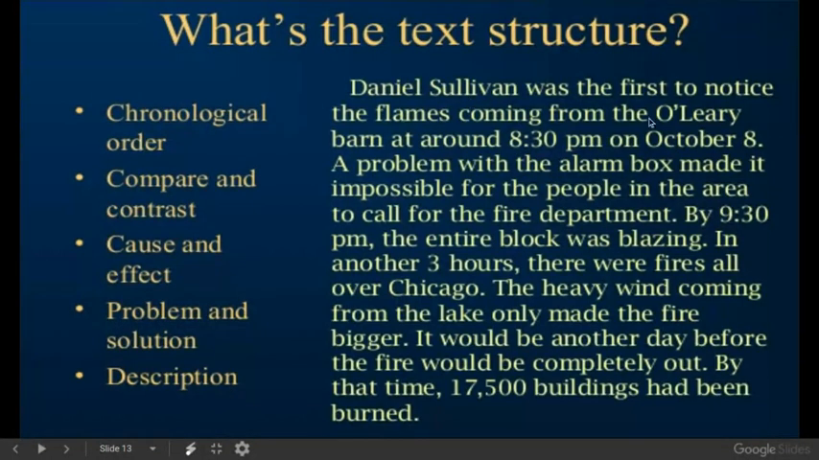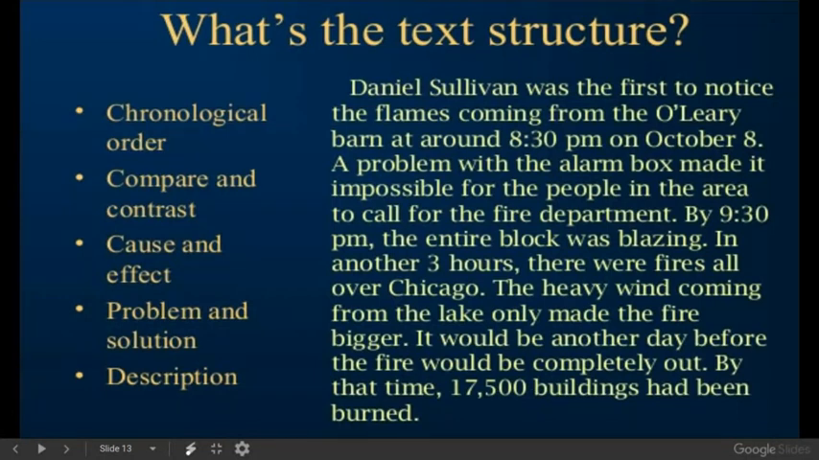Daniel Sullivan was the first to notice the flames coming from the O'Leary barn at around 8:30 p.m. on October 8th. A problem with the alarm box made it impossible for the people in the area to call for the fire department. By 9:30 p.m., the entire block was blazing. In another 3 hours, there were fires all over Chicago. The heavy wind coming from the lakes only made the fire bigger. It would be another day before the fire would be completely out. By then, 17,500 buildings had been burned.